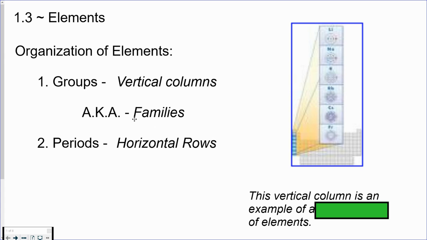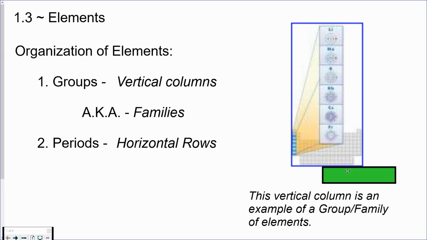And we'll discuss a little bit more about that in the following slides. Periods are the horizontal rows. Okay, so here's an example of a vertical column. We have lithium, sodium, potassium. Okay, so this is group 1, and this is also known as a group or family.